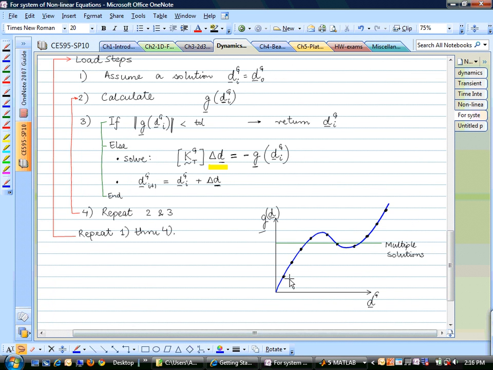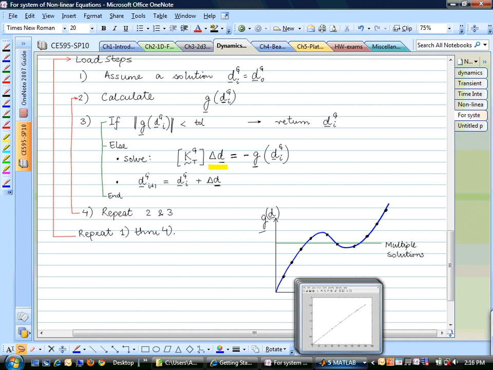So once again, you can see that for this type of problem, you can have multiple solutions for this amount of load. So you have to keep track of where your last converged point was, and if you're increasing the load, you might have to do something like this.